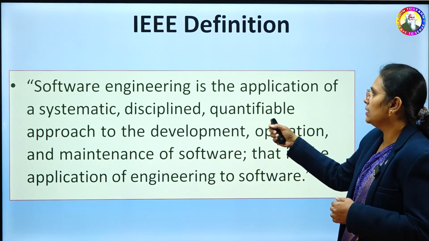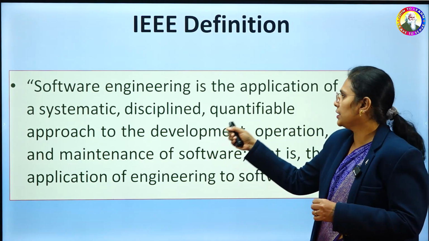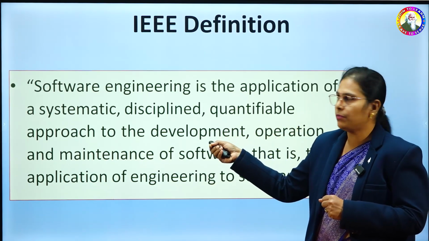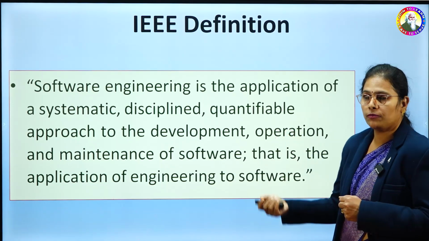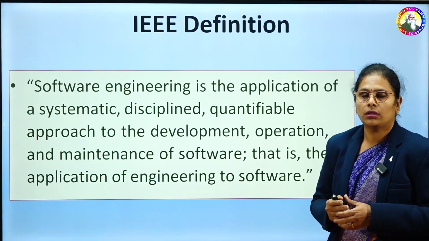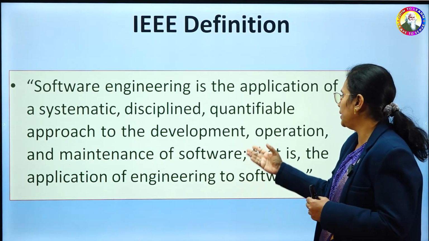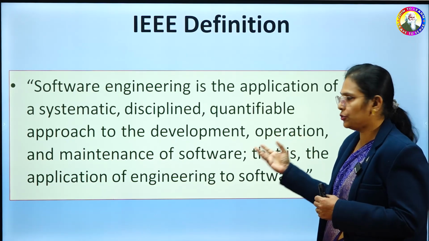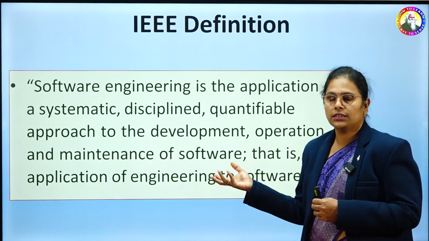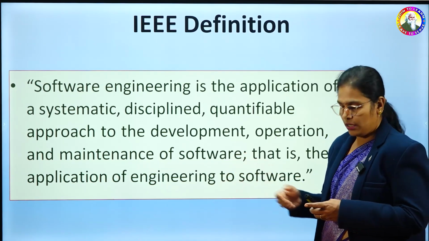So they are saying the same thing: software engineering is the application of a systematic, disciplined, quantifiable approach. The approach should be quantifiable for the development, operation and maintenance of the software. Just developing software is not the end. After developing the software, you have to maintain it. It should be in an operational manner and in a maintainable manner. That is the application of engineering to software. This is how you technically define the engineering principle for software.